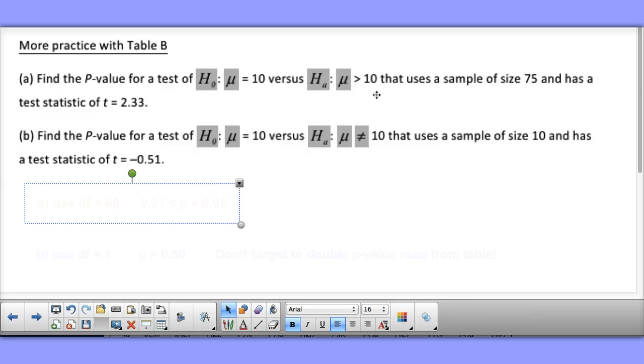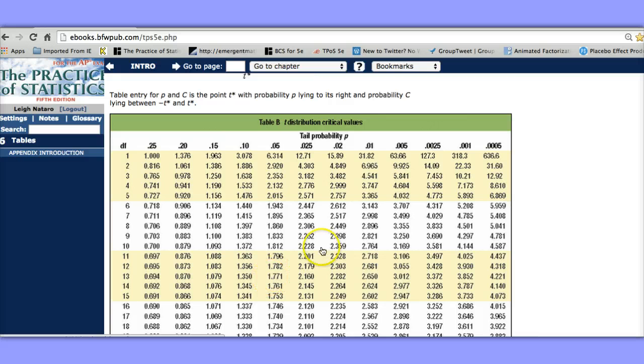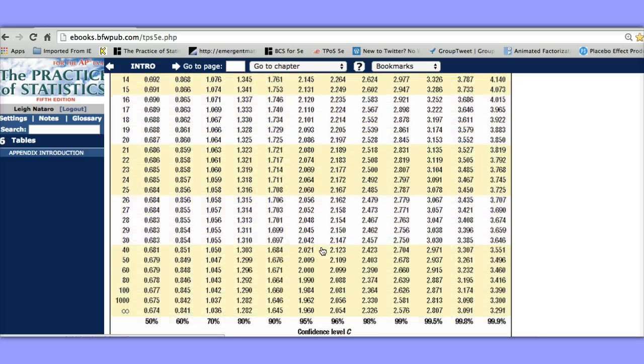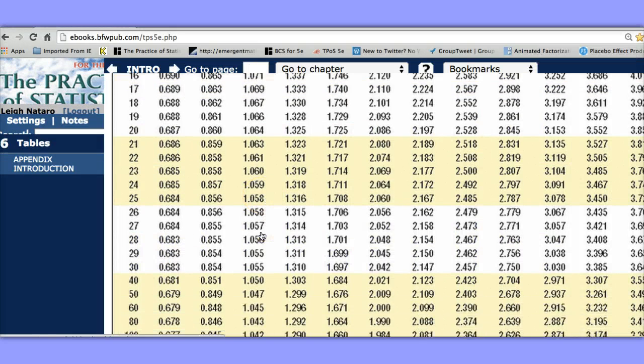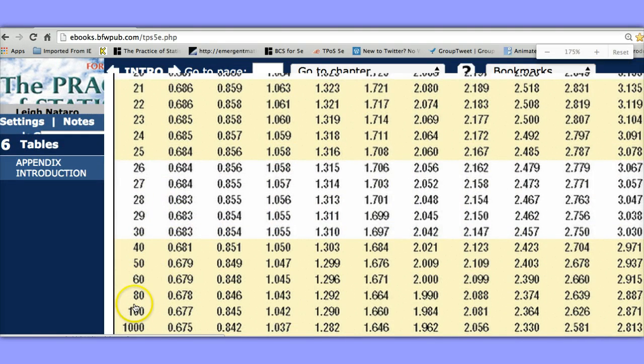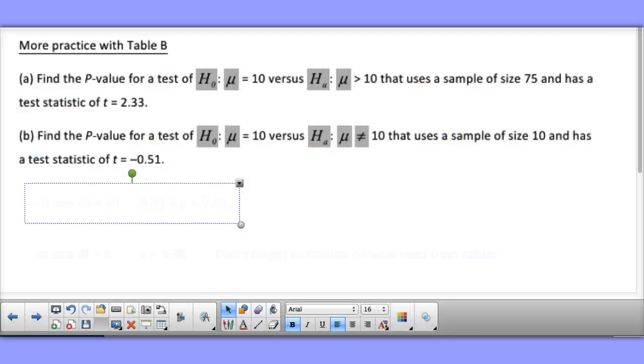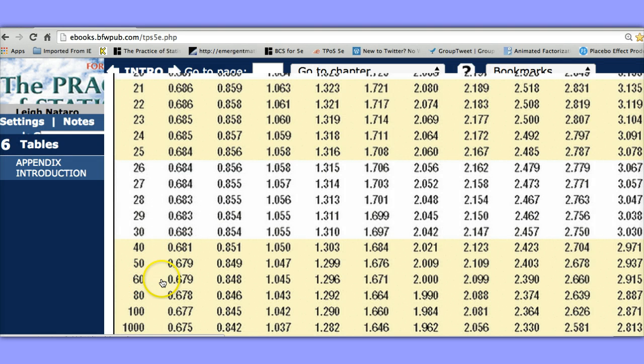And so we're going to go to our t-table here. And our sample size was 75, so I should use 74 degrees of freedom, but notice 74 degrees of freedom is not on our table. So what do we do? Can we go up to 80? Well, if we went up to 80, that would mean we had a sample size of 81, and we didn't have a sample size of 81. We only had a sample size of 75. So what we need to do is go down to 60 degrees of freedom.